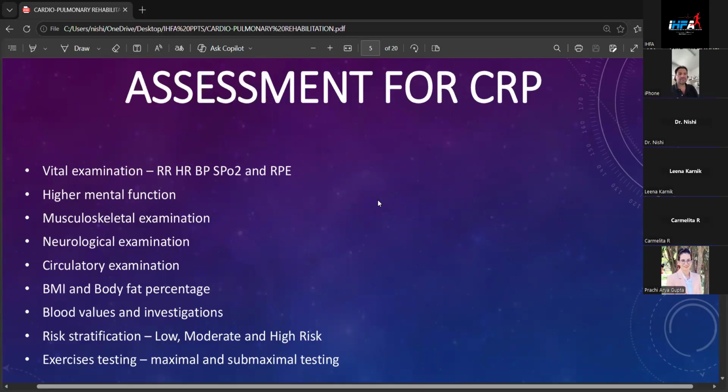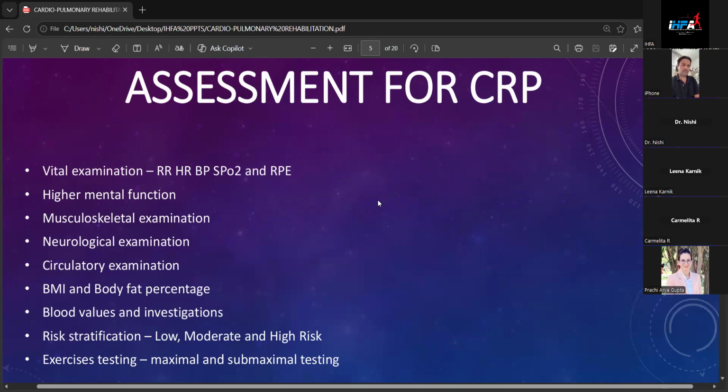So now we have to do exercise testing, which is the most important assessment of cardiopulmonary rehabilitation. First of all, when you want to check the functional activity status, you have to do a 2-minute walk test or 6-minute walk test. If you want to check proper exercise testing, there are two types: maximal testing and submaximal testing. Maximal testing has different tests like the Bruce protocol, which is a gold standard test, which has to be done with the help of oxygen support and VO2 max, where we understand the entire testing.